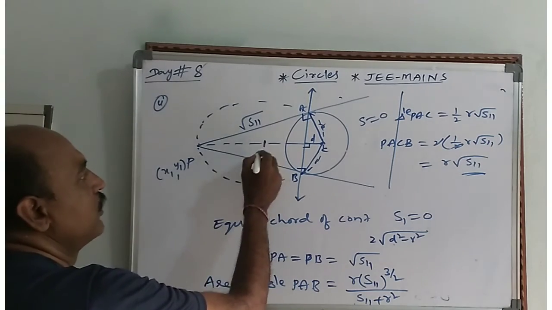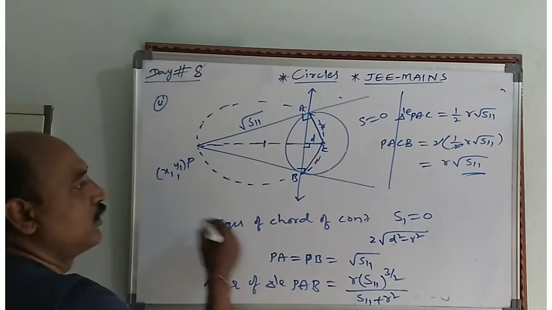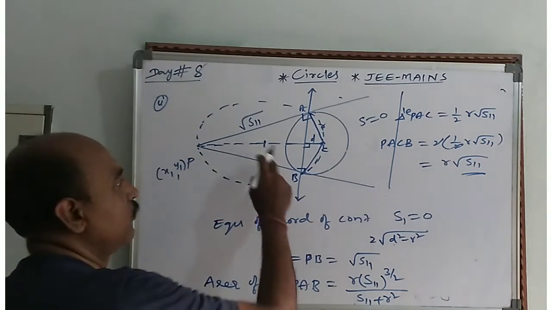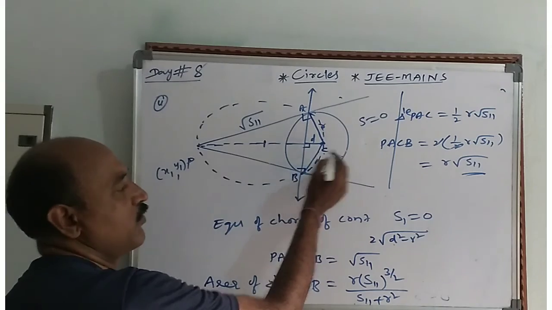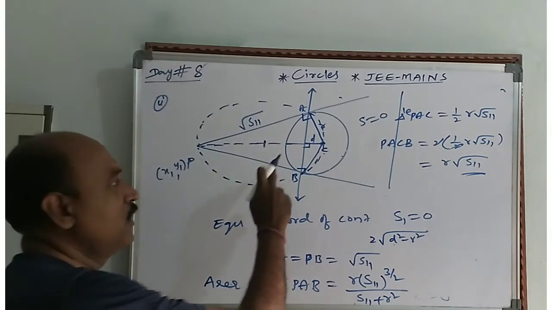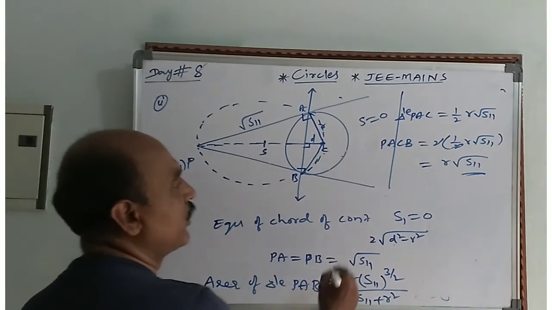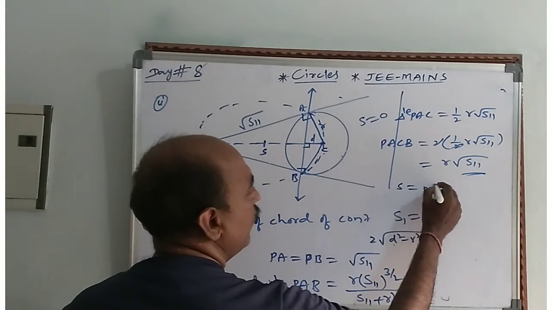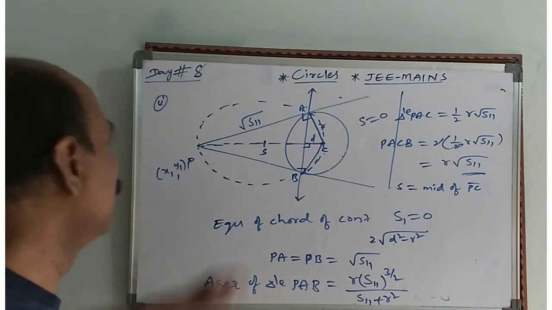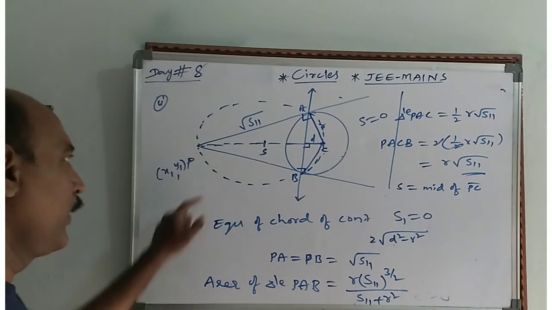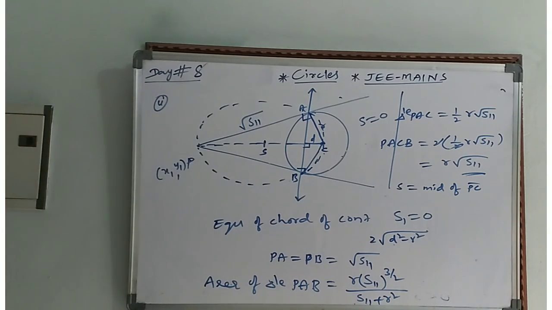The center is the midpoint of PC. The circle's center is the midpoint of PC. P is the point and C is the center of the given circle. So this circle's center is S. Let me take S equal to the midpoint of PC. This is the center of the concyclic circle. Okay, clear? Important.